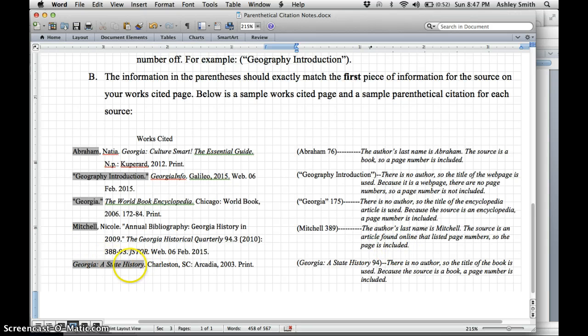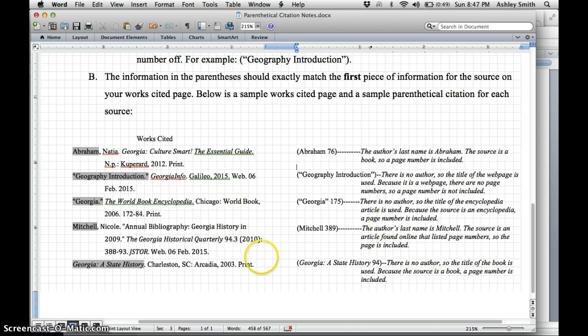Lastly, we have another book called Georgia, A State History. We don't have an author. If we had an author, then we would be using the author's last name, but because we don't have an author, the title of the book is the first thing listed on the works cited page. So that is what's going to go in our citation over here, Georgia, A State History. And because it's a book, we have page numbers. There is no author, so the title of the book is used. Because the source is a book, a page number is included.